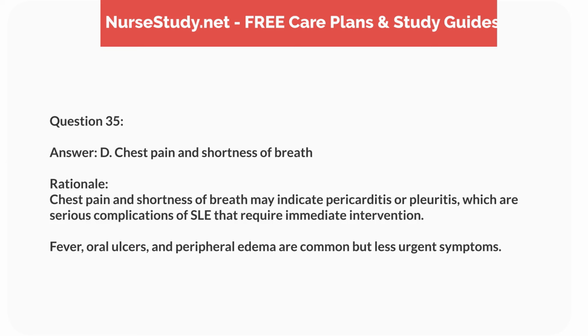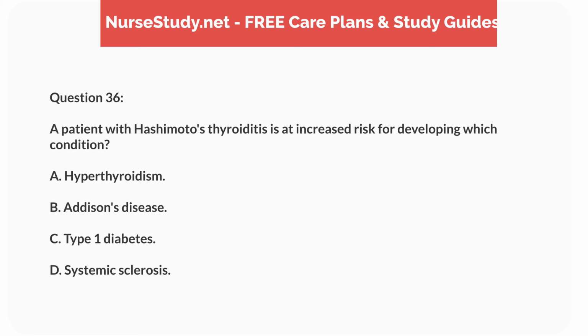Rationale: chest pain and shortness of breath may indicate pericarditis or pleuritis, which are serious complications of SLE that require immediate intervention. Fever, oral ulcers, and peripheral edema are common but less urgent symptoms. Question 36. A patient with Hashimoto's thyroiditis is at increased risk for developing which condition? A. Hyperthyroidism. B. Addison's disease.